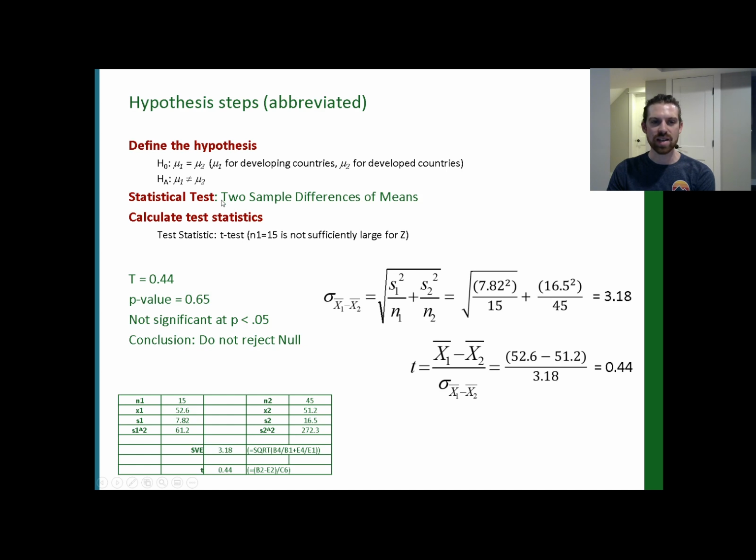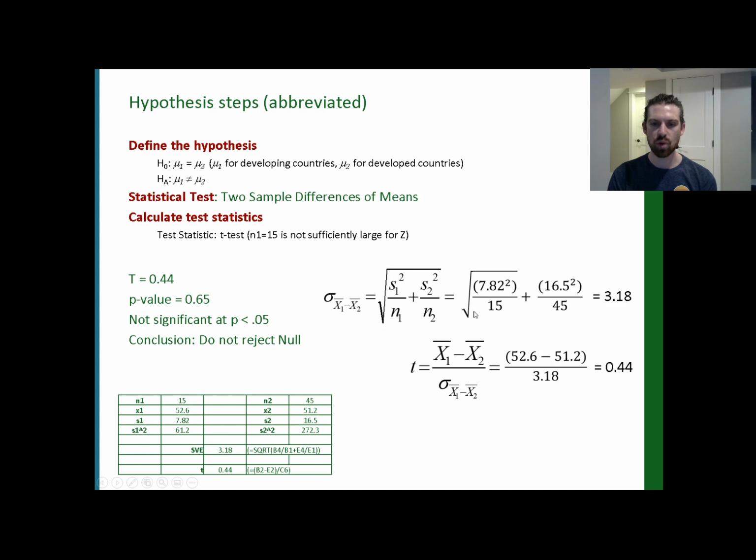So for the statistical test, we're going to be looking at this two-sample difference of means, and ultimately we will calculate this test statistic. Okay, so we only have 15 individual countries in one of the samples, and that means it's not large enough for Z. So we're going to use the t-test statistic and the t-distribution. Before we get this t down here, which is in the middle, so this is the overall formula, we need to get the denominator here. So we're going to do that by inputting the values into this equation here.